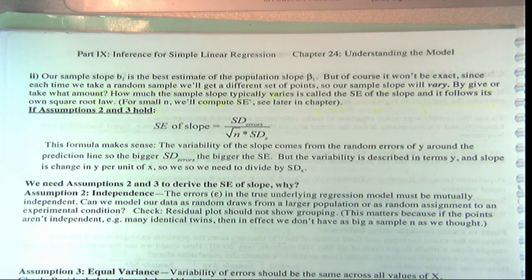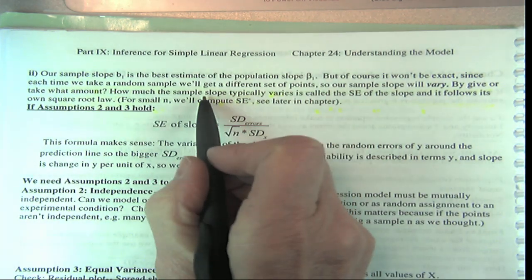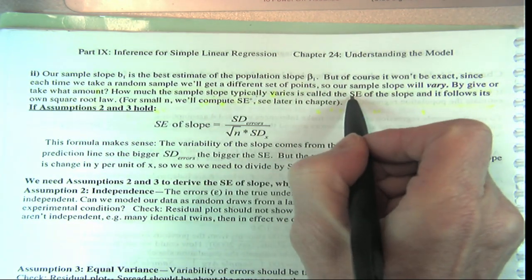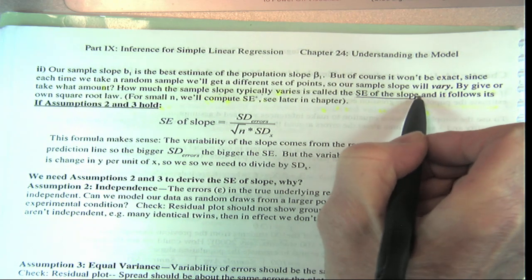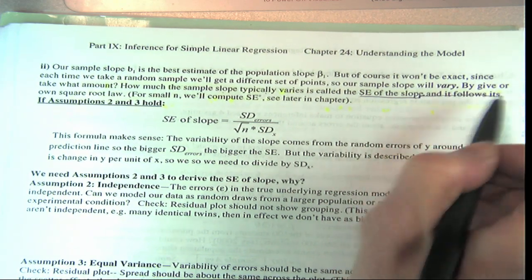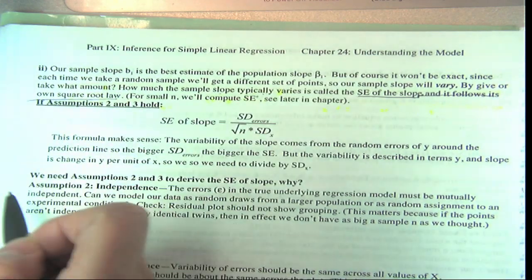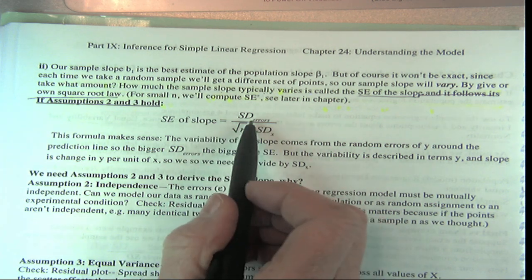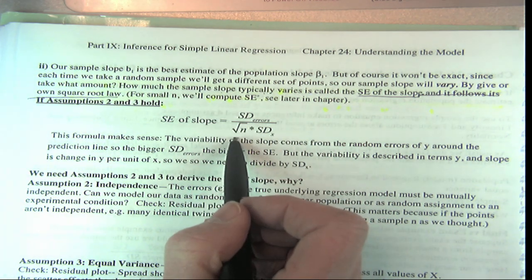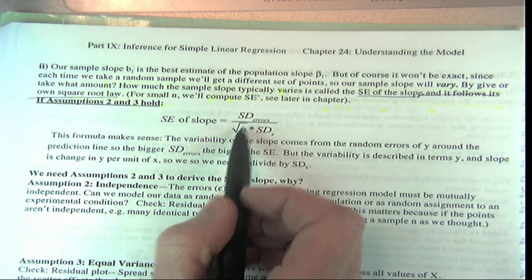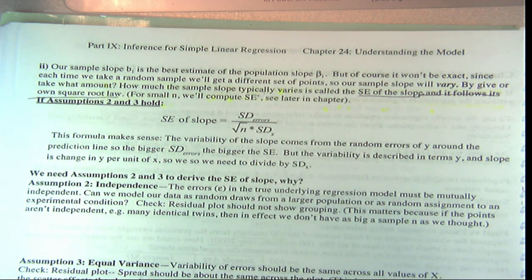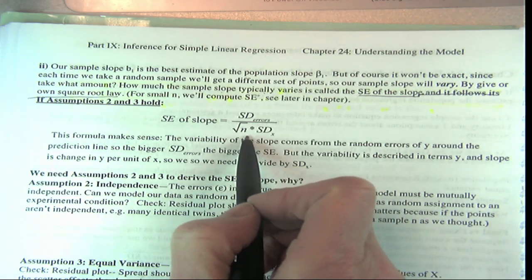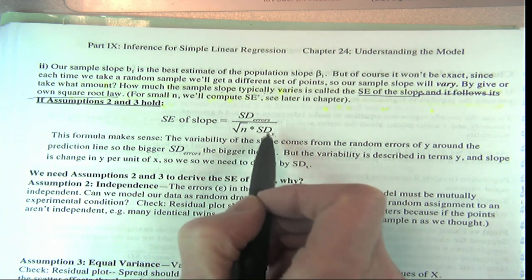All right? So we're going to describe that with a standard error formula. How much the slope typically varies is called the standard error of the slope, the sampling error of the slope. And it follows its own square root law. You're going to divide by the square root of n, like we always do. Remember how we always take some standard deviation divided by the square root of n. It's like a standard error of the average. So it looks great, except for this right here.